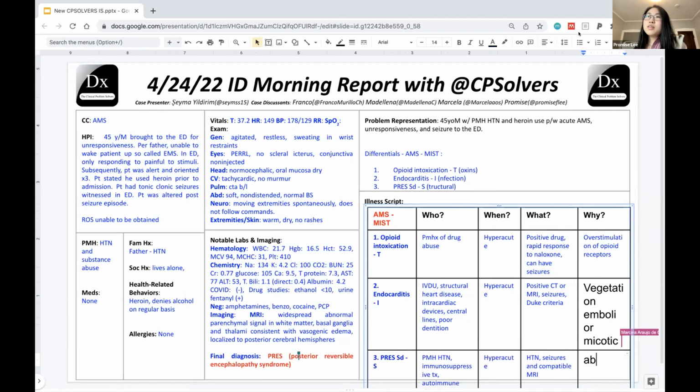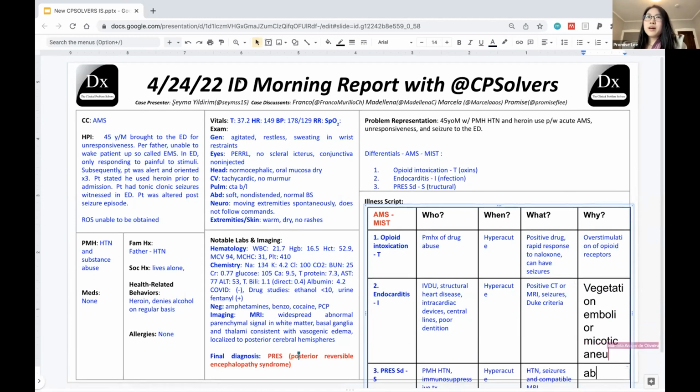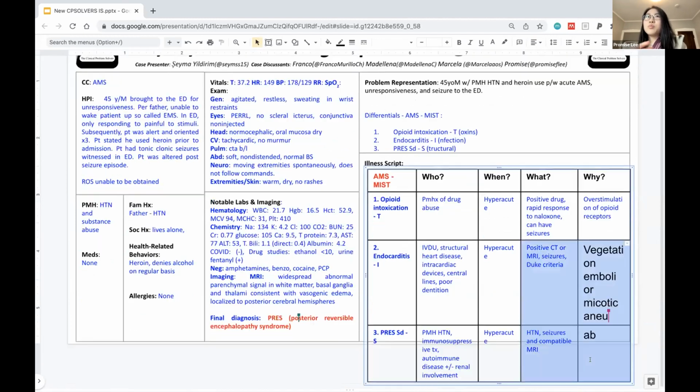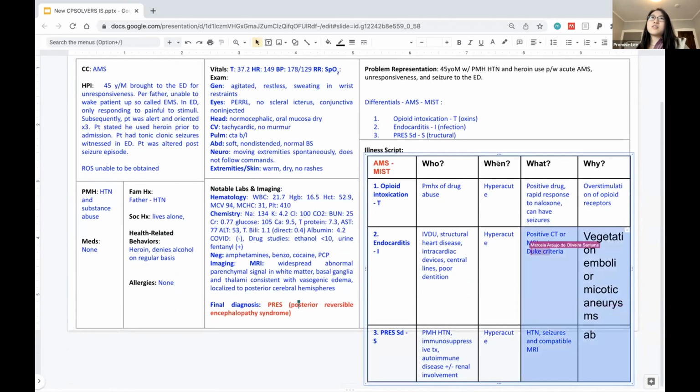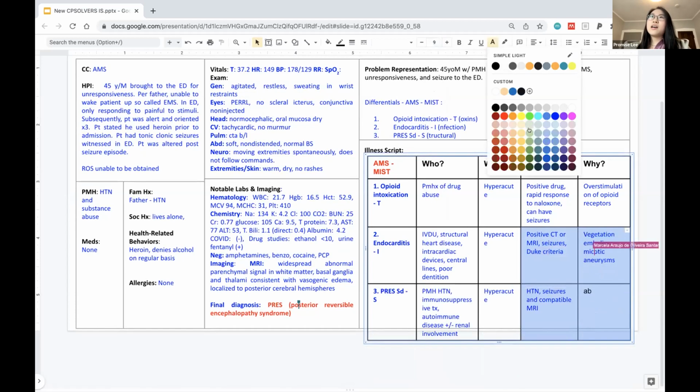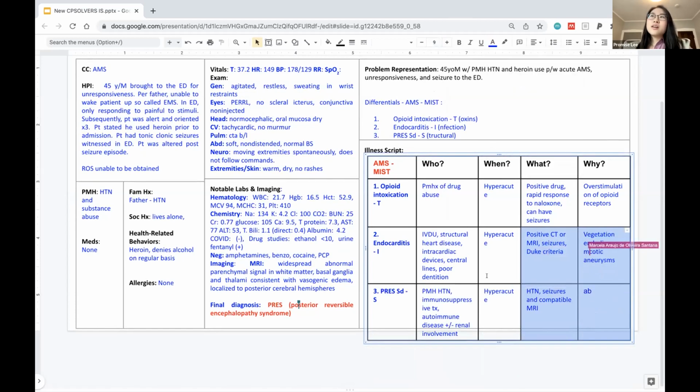And then in PRES syndrome, it would be because of abnormal cerebral autoregulation and endothelial dysfunction. And it's always seen in patients with very, very high blood pressure. And these are all the things that I have right now.